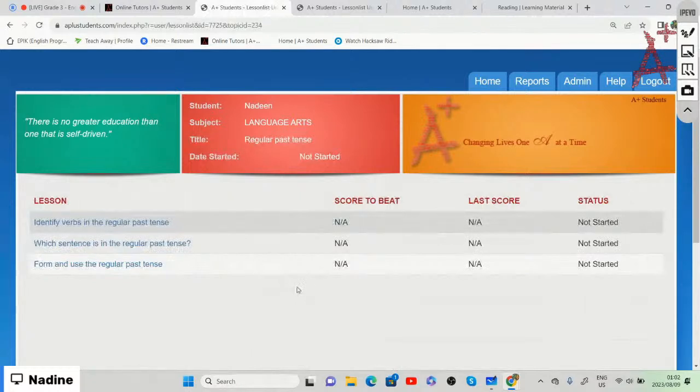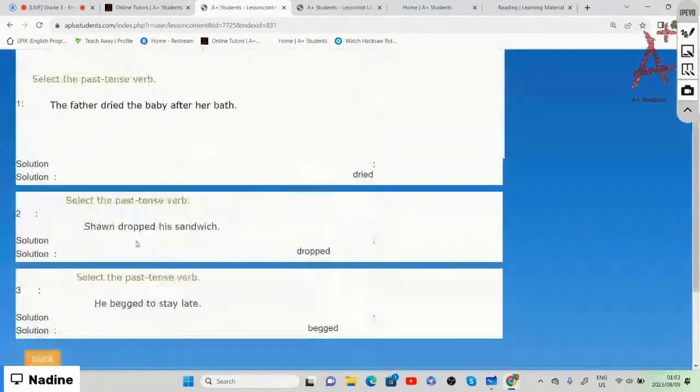right? And under the chapter of regular past tense, we are going to focus on the lessons of identify verbs in the regular past tense, which sentence is in the regular past tense, and form and use the regular past tense, right? So that is going to be our focus lessons for today. All right, so we're going to start with the first one, which is identify verbs in the regular past tense.